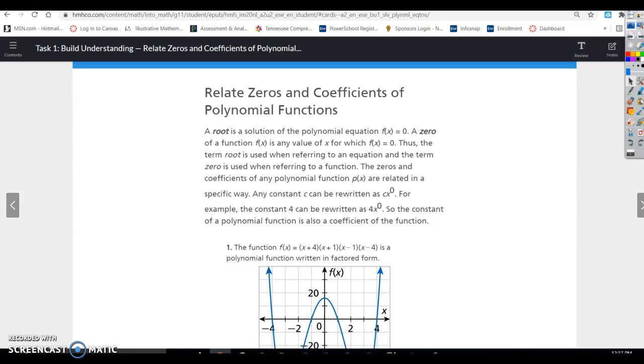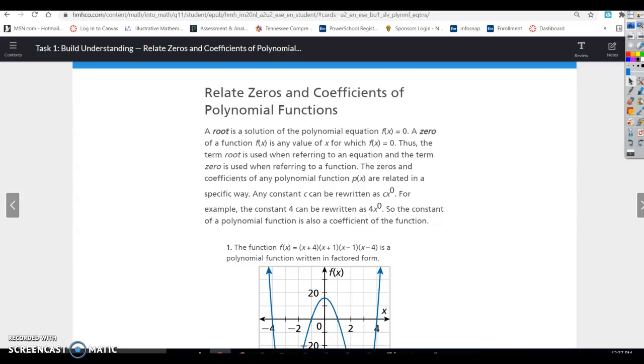A root is a solution of a polynomial equation f of x equals 0. A zero of the function f of x is any value of x for which f of x equals 0. Thus, the term root is used when referring to an equation, and the term zero is used when referring to a function. The zeros and coefficients of any polynomial function p of x are related in a specific way.